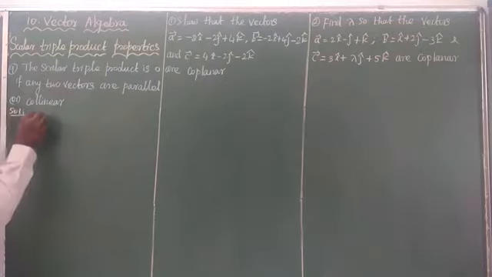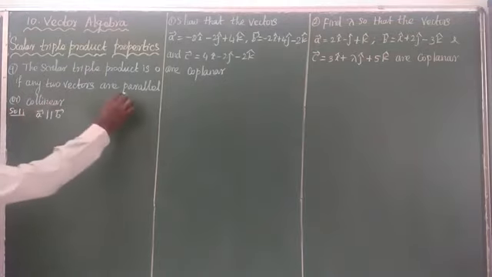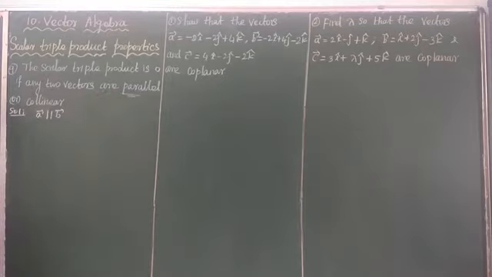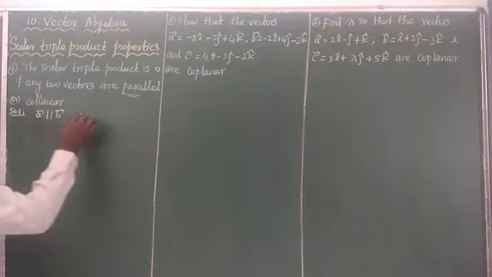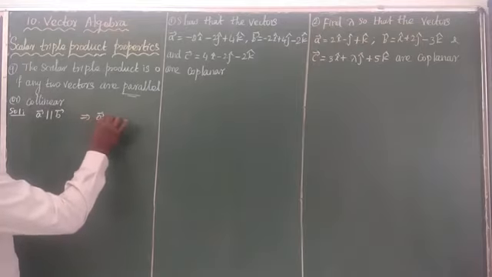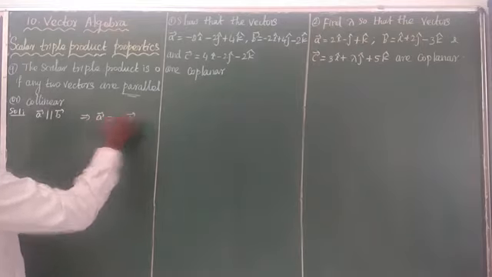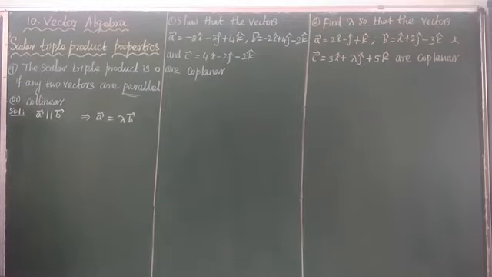Okay, A vector parallel to B vector. Any two vectors are parallel. So I will choose A vector parallel to B vector. What's the definition of parallel? That's the meaning: A vector is equal to lambda B vector. Okay, the definition of parallel vectors.